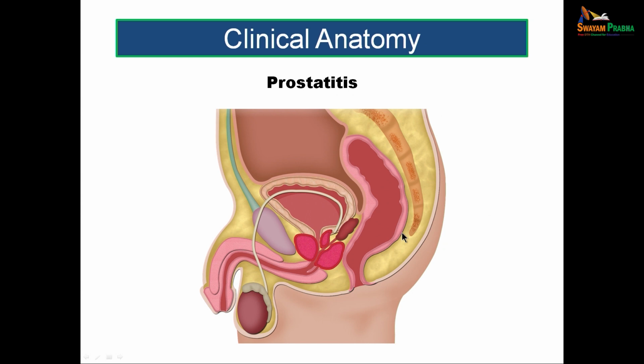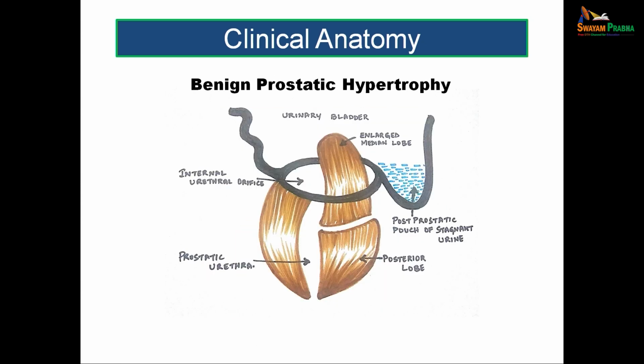Next, looking at the clinical anatomy of the prostate. The suffix itis added to prostate is the word used to indicate inflammation of the prostate. It is called prostatitis, inflammation of the prostate. The prostate is enlarged and inflamed, showing all the other features of inflammation. Benign prostatic hypertrophy is an age-related condition, so it is found in elderly males. It can be present with symptoms or without symptoms.